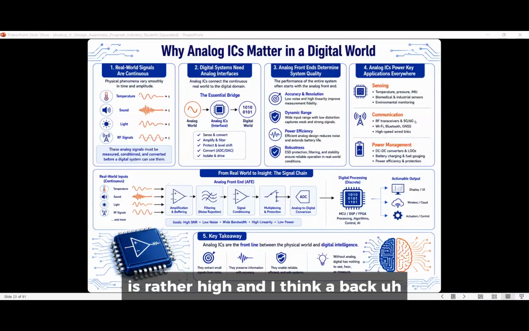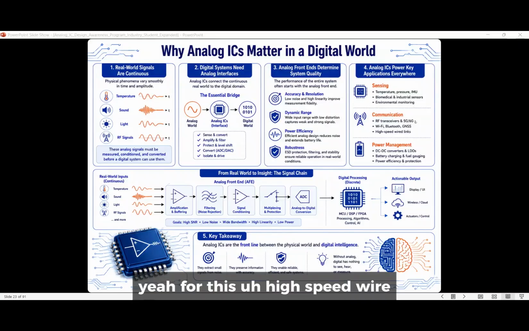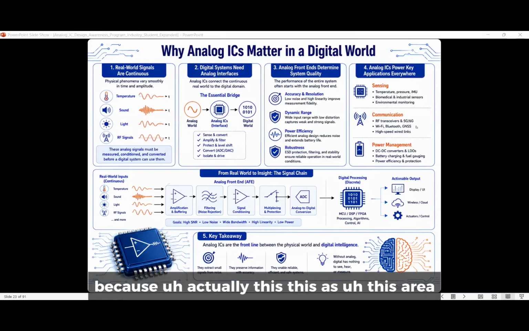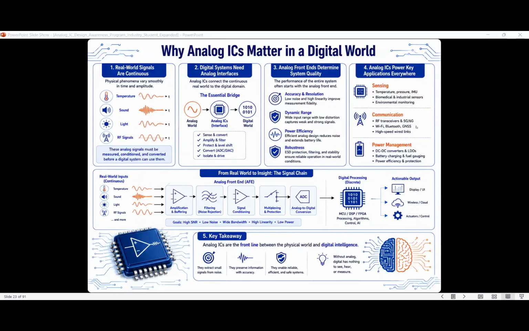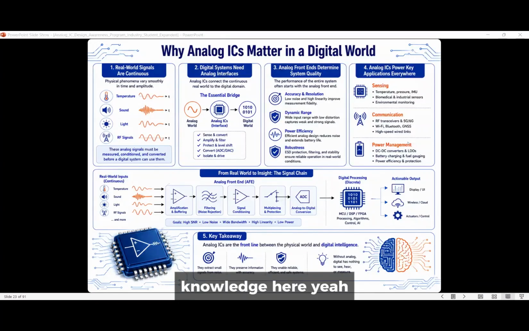I think undergraduate knowledge is actually not enough to fit this job. At least a PhD degree is more suitable, for this high speed wire link or wireless. Because actually this area combines many kinds of knowledge from different aspects. So it's an integration of many kinds of knowledge here.